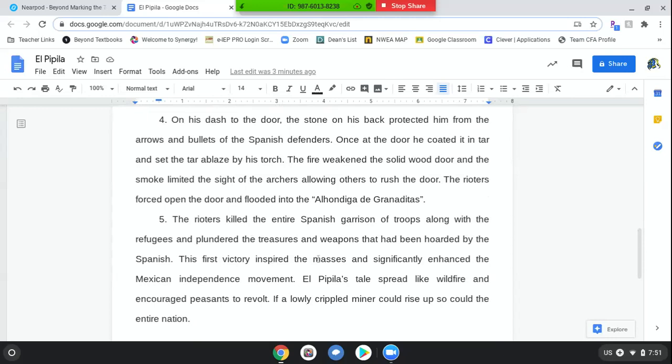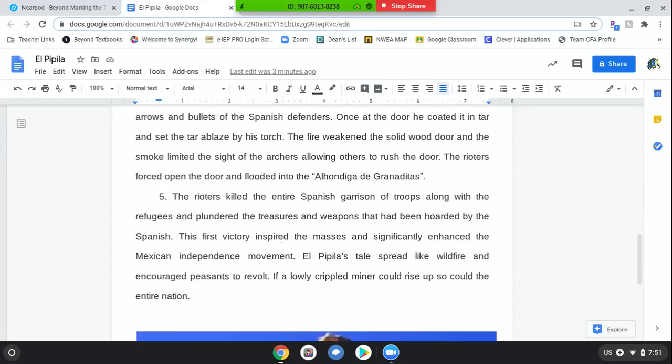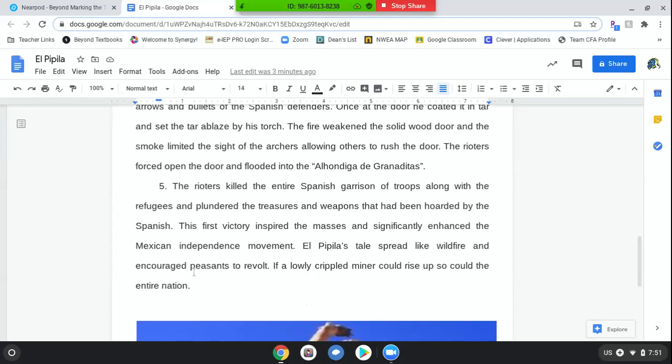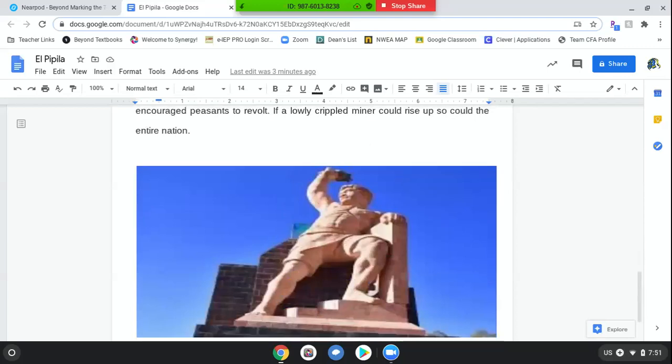This first victory inspired the masses and significantly enhanced the Mexican independence movement. El Pipila's tale spread like wildfire and encouraged peasants to revolt. If a lowly crippled miner could rise up, so could the entire nation.